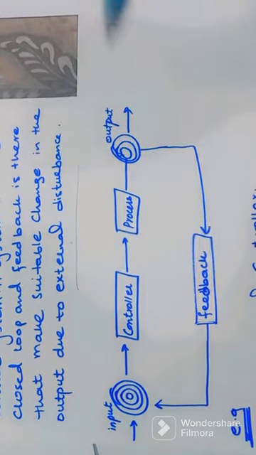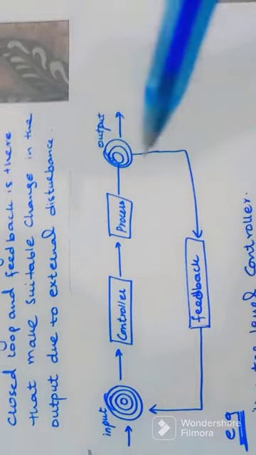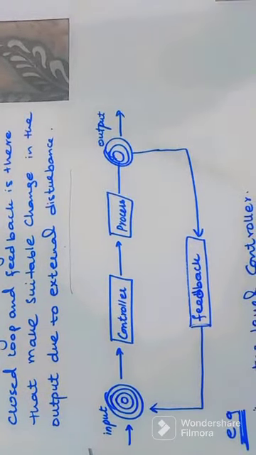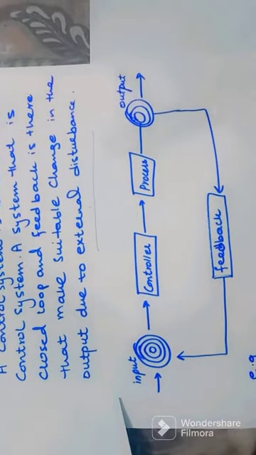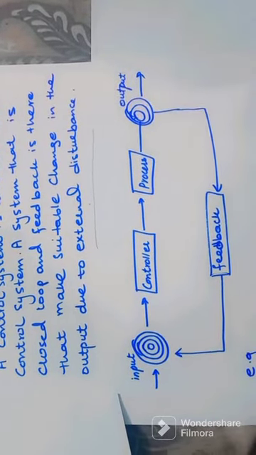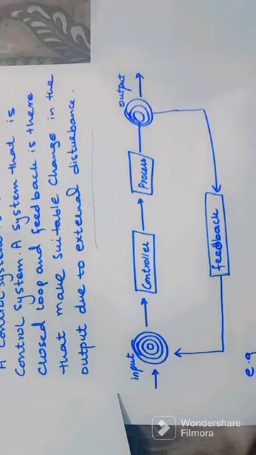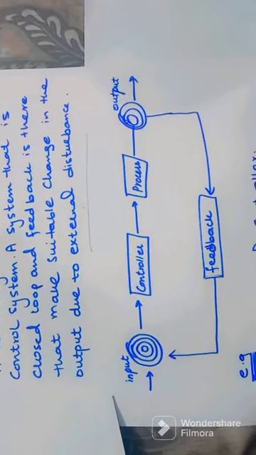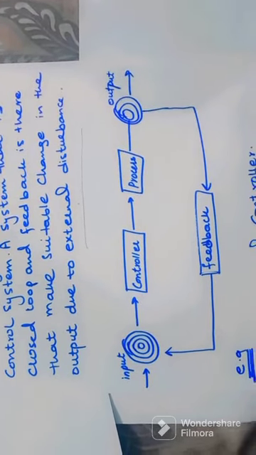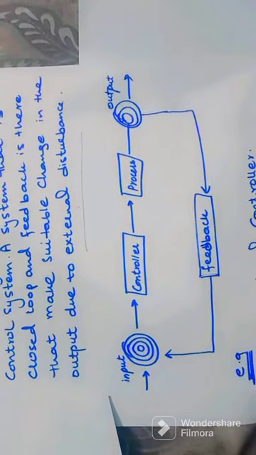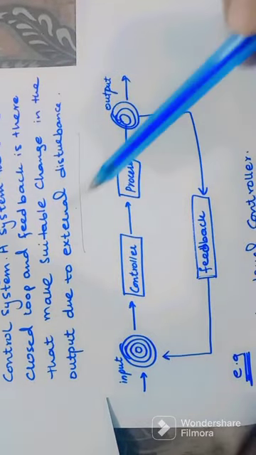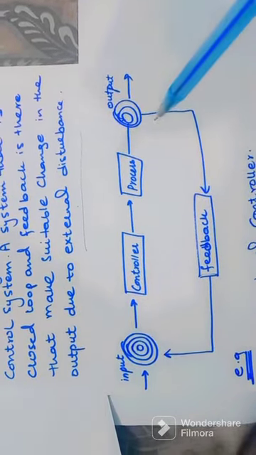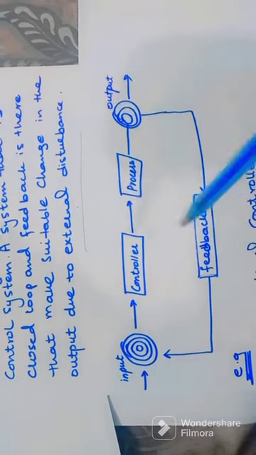accuracy, which is the most important factor in our closed loop control system. In an open loop system, we have discussed that open loop systems are inaccurate because there is no accuracy element present in that open loop control system. In a closed loop system, there is an accuracy element present. So that accuracy element gives us the accurate output for our desired input.